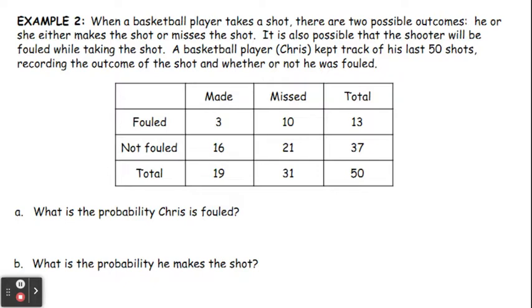Question A is asking, what is the probability Chris is fouled? Well, if we look at that top row of the chart, we can see that there were a total of 13 shots out of the 50 where he was fouled, so that would be 13 out of 50. The probability that Chris makes the shot would be everything in this first column here, and he made a total of 19 shots altogether, so 19 out of 50.